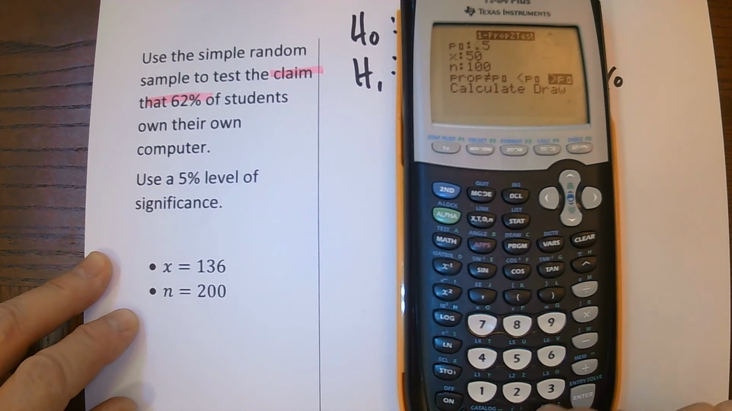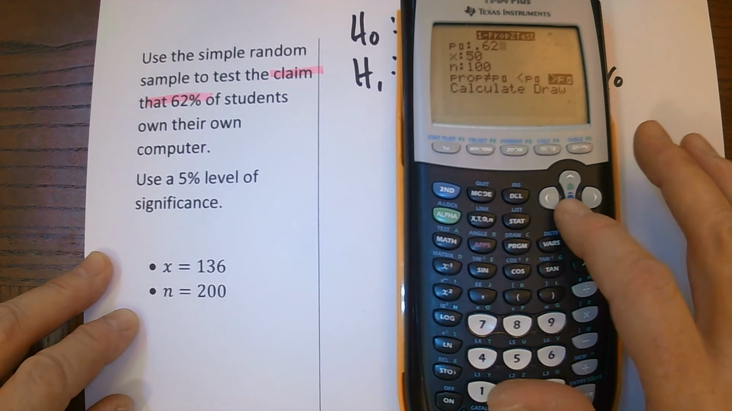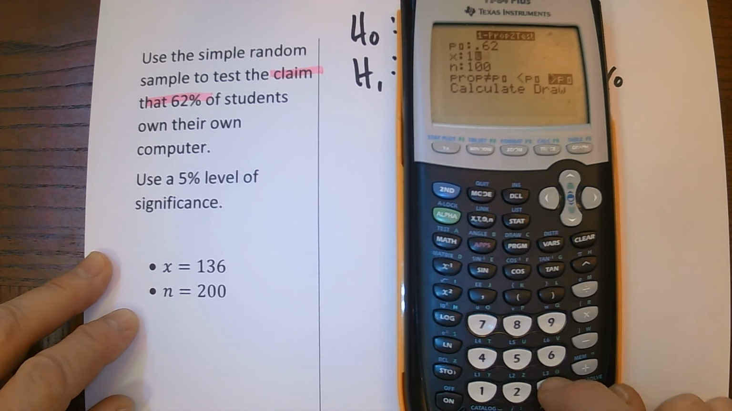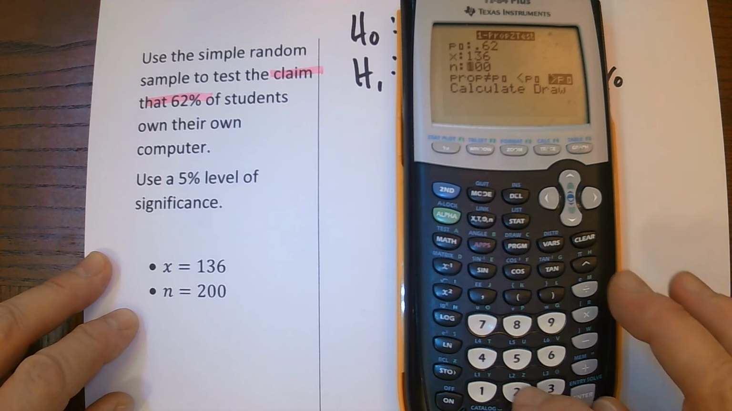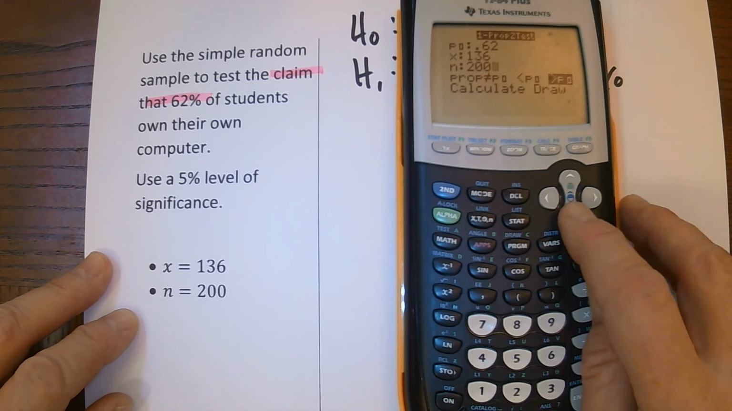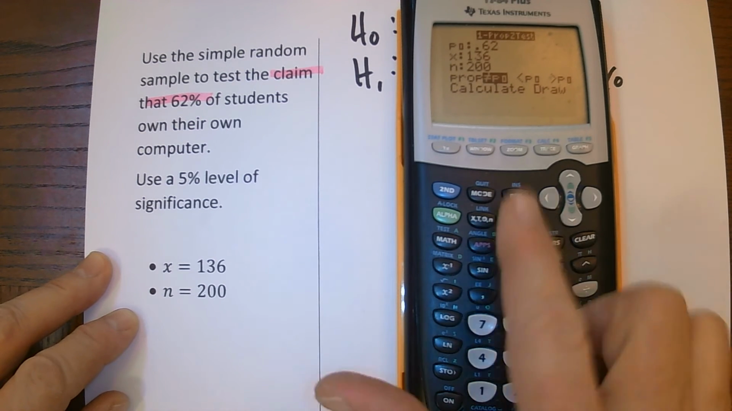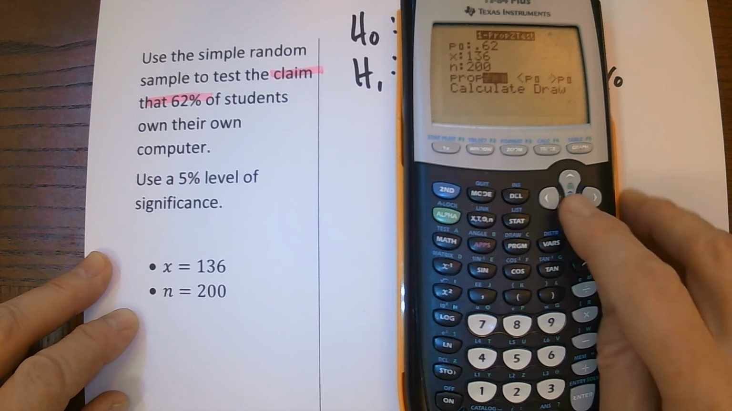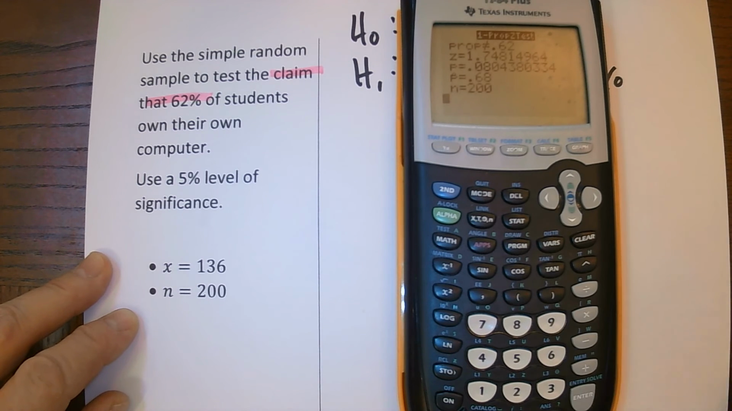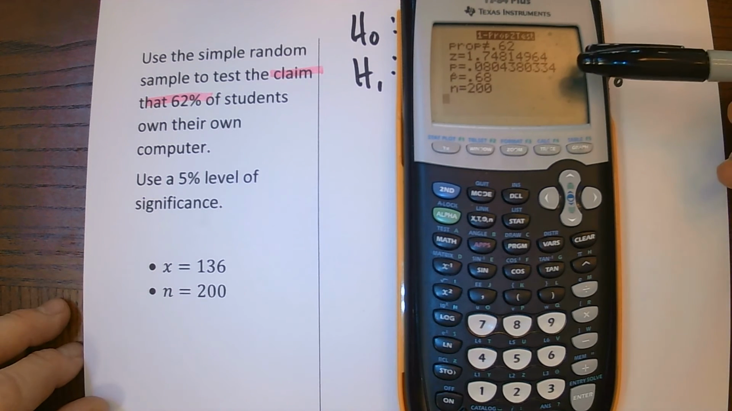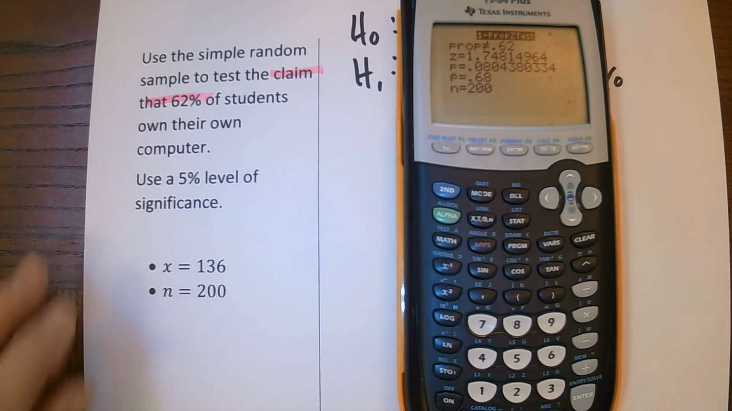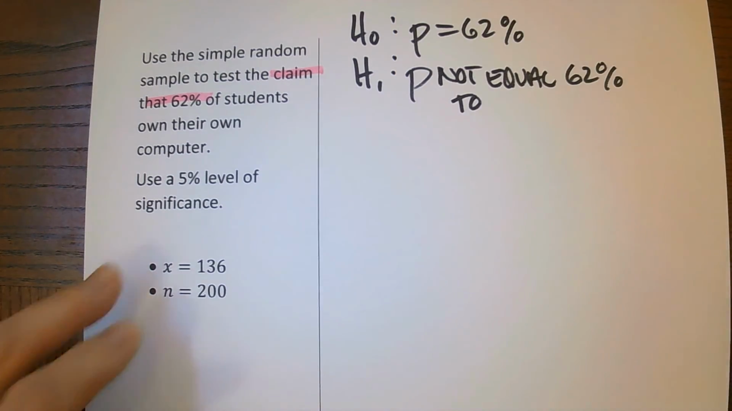The claim is that 62% of students own their own computer. This is a two-tailed test, and I've got to remember to use decimals and not percentages. How many X's? 136 said, yes, I've got my own computer, out of a total of 200 people who were asked. This is a two-tailed test. So I'll select the two-tailed test, and I'll hit calculate. I have a p-value of 0.0804 and change.